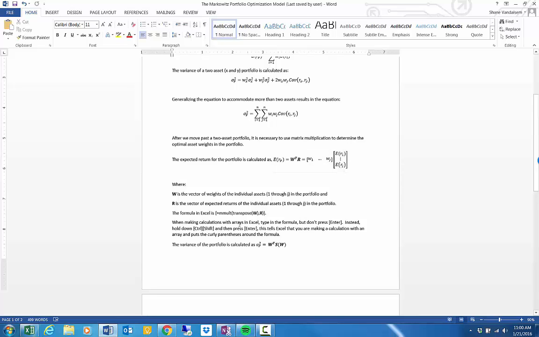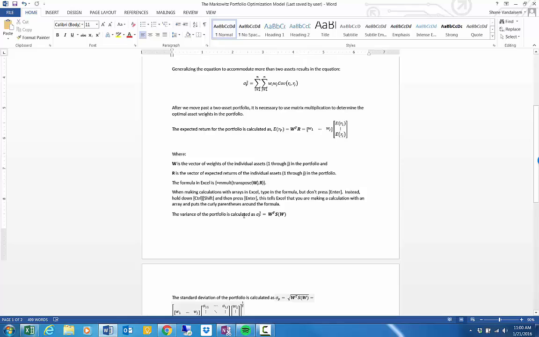When making calculations with arrays in Excel, type in the formula, but don't press enter. Instead, hold down Shift and Control, and holding those down, press enter. This tells Excel that you are making a calculation with an array, otherwise you're going to get an error, and then puts the curly parentheses around the formula. You'll see that in the equation bar in Excel.